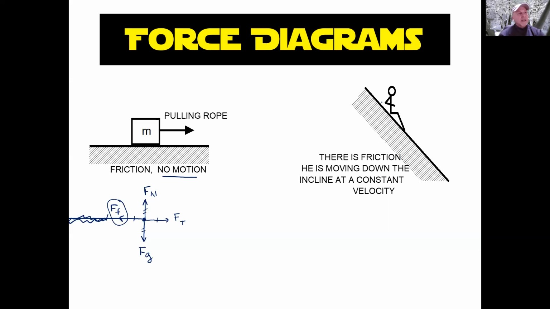So imagine he's on a sled. There's friction. He's moving down the incline at a constant velocity. So this is going to be important whether or not we're moving at a constant velocity or accelerating. That's going to determine what our forces add up to. But again, so this is the first one.